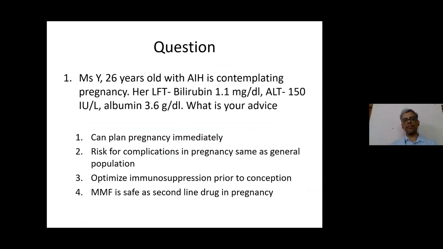So our question for the day is: Miss Y, a 26-year-old young lady with autoimmune hepatitis, is contemplating pregnancy. Her liver function showed a bilirubin of 1.1, AST of around 150, albumin of 3.6. What is your advice? The options include the four: can plan pregnancy immediately; risk of complications are same as in the general population; optimize immunosuppression prior to conception; and MMF is a safe second-line drug in pregnancy.